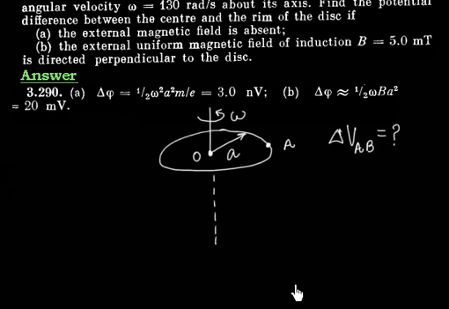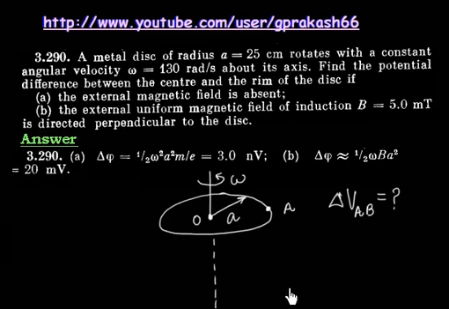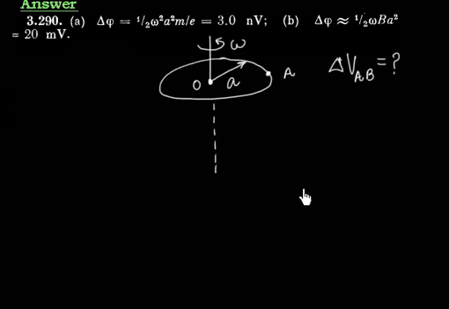Are you getting or not? So how will you proceed? It does not contain charge. So the only things given are omega and A. In the first case, the question says the magnetic field is absent. So let us discuss the first part, the A part. There is no magnetic field, so B is 0.